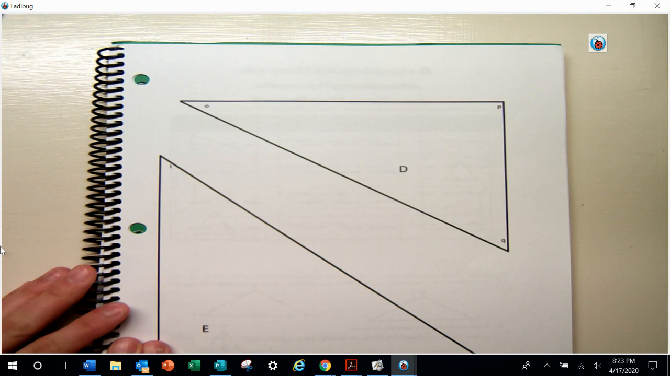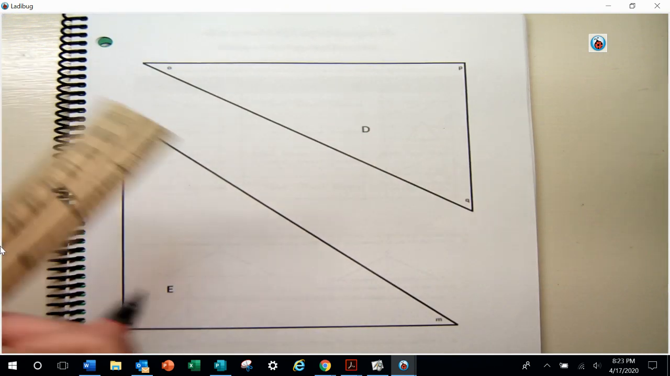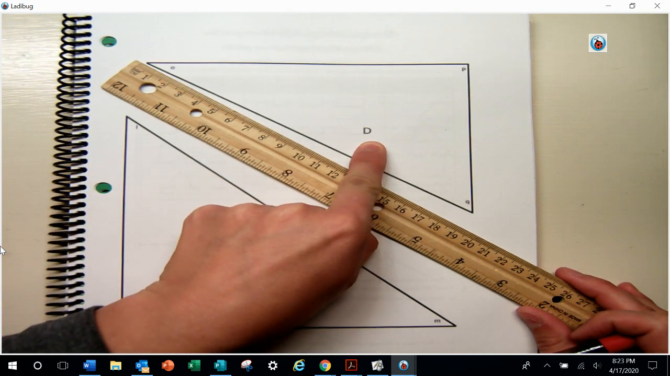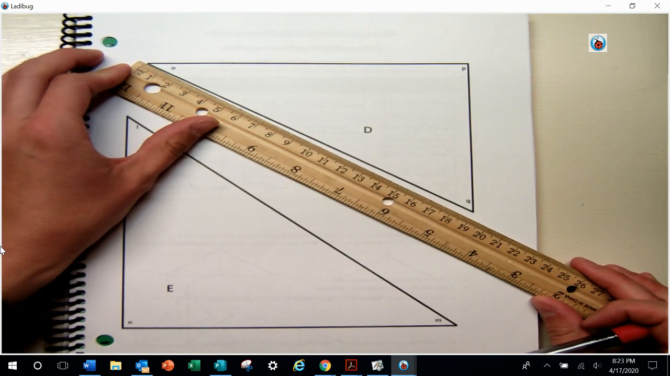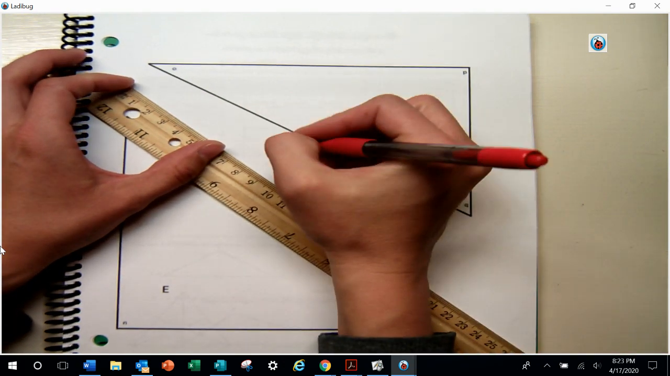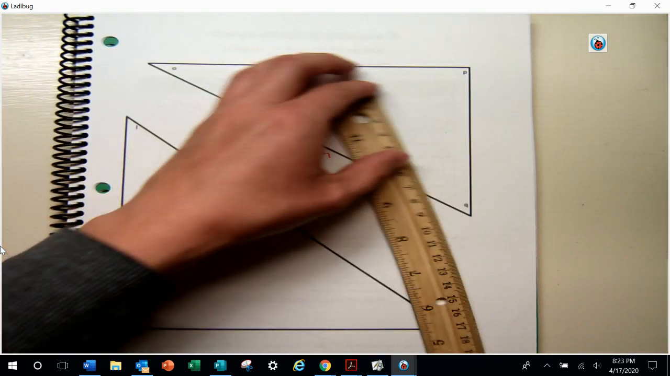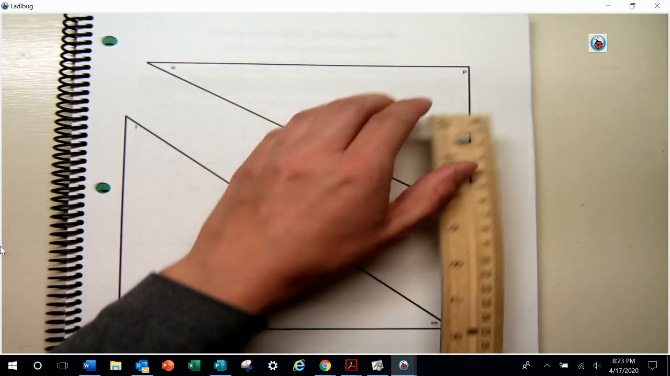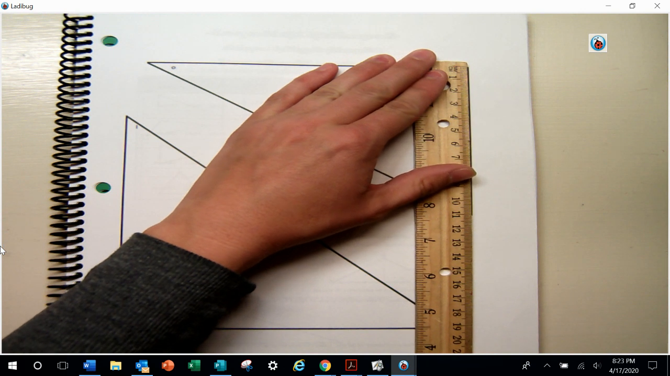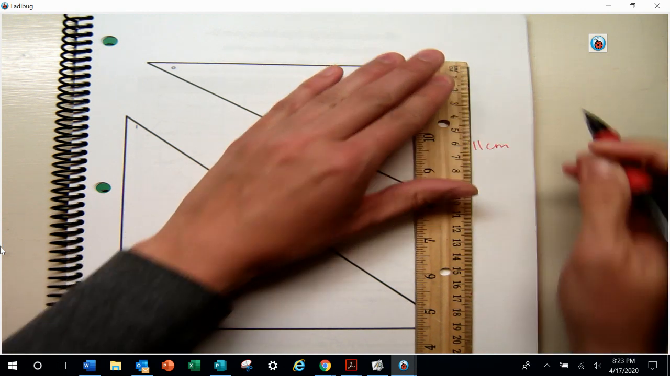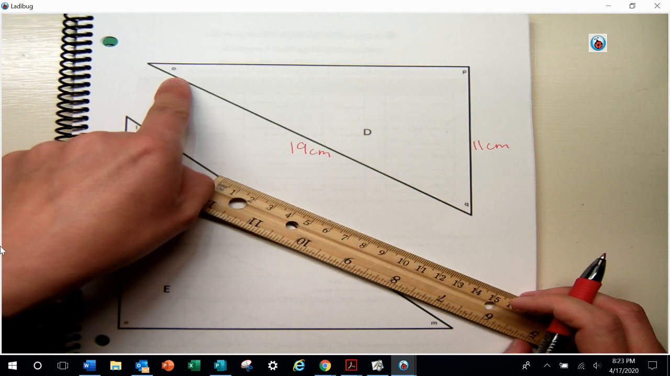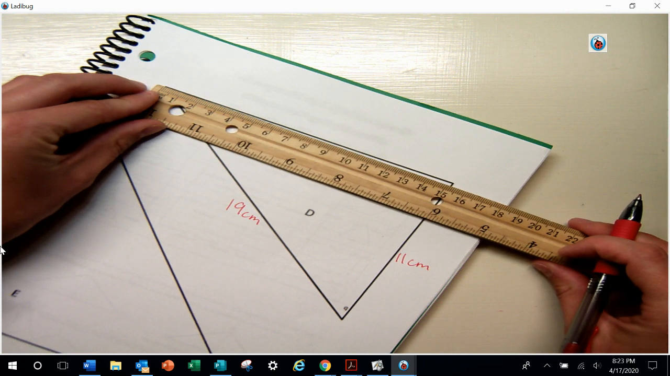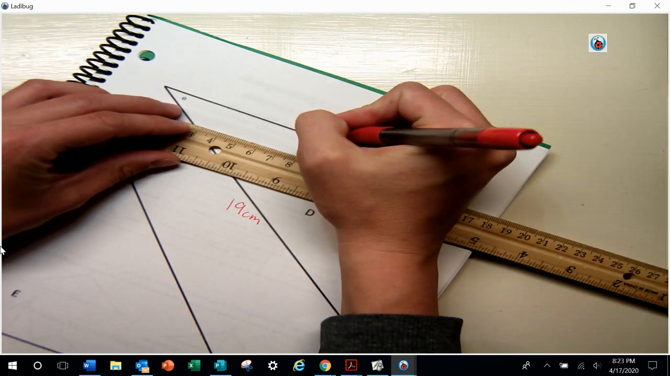Okay, let's keep going with our triangles. Okay, so let's measure the side lengths of triangle D. This one has 19 centimeters. Side length PQ is 11 centimeters. Side length OP is 15 centimeters.